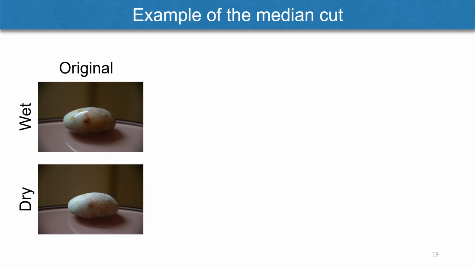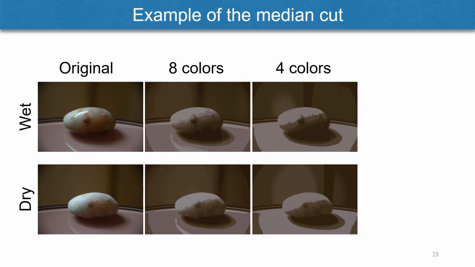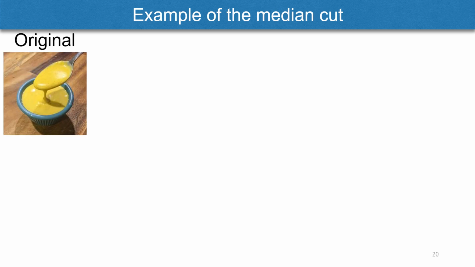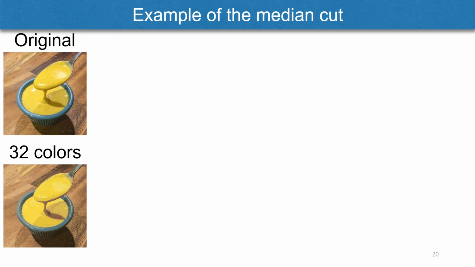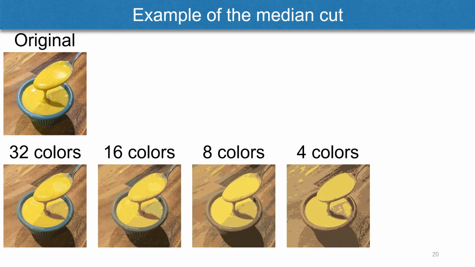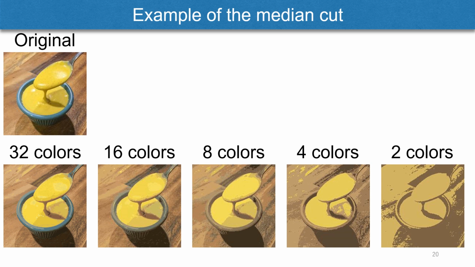I will show some examples of the median cut for wet and dry objects. The number of colors are 8, 4, and 2. The material differences are hard to find due to the limited number of colors. This is another example of viscous mustard. 32, 16, 8, 4, and 2. Gradually, liquid and glossy impression disappears.